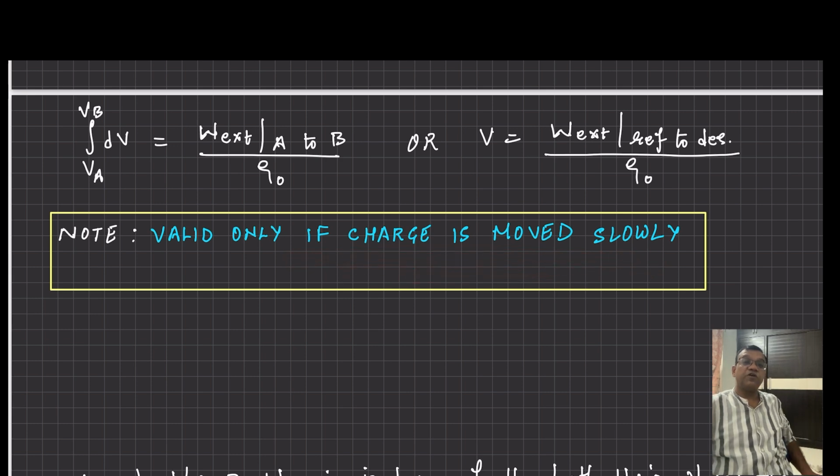If the charge is moved with some change in kinetic energy, then you cannot write the potential in terms of work done by the external force, because in that case work done by external force is compensated in two places. One, work done against the electric force, and second, it is changing the kinetic energy. Potential energy is defined only corresponding to the conservative force, only corresponding to the electrical force. What is the work done against that?